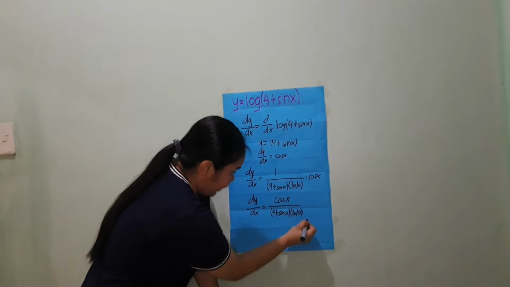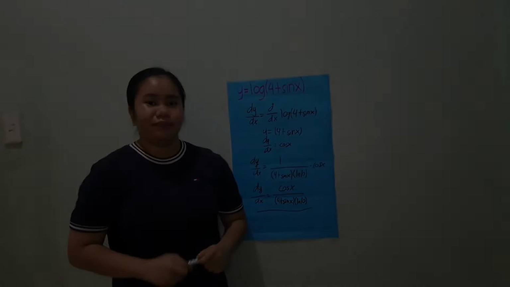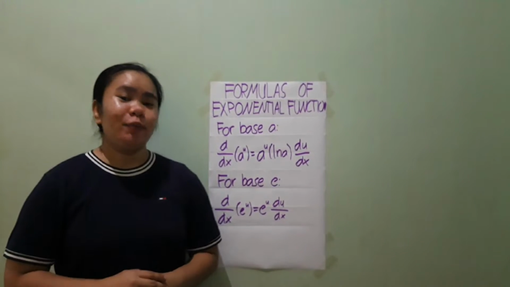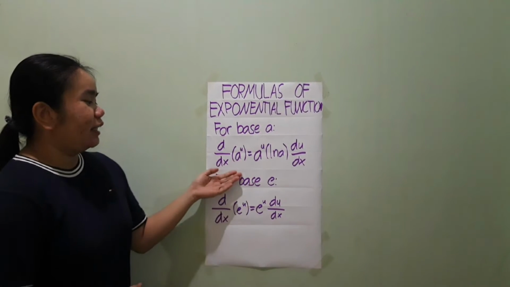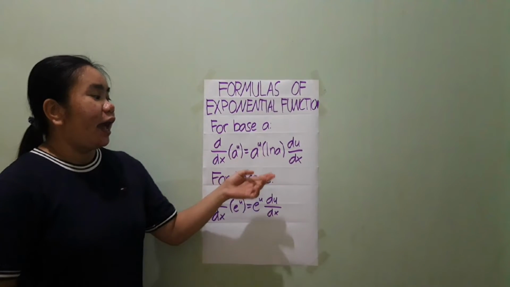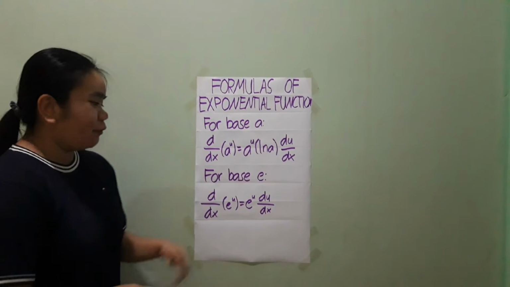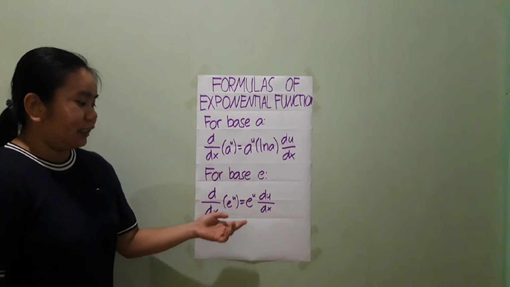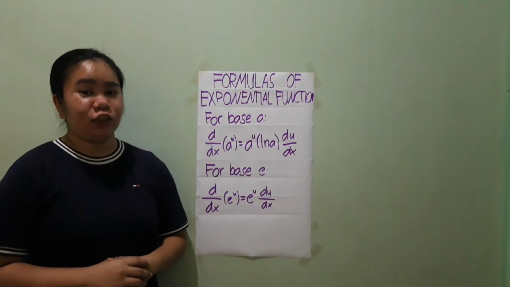So, ito ang ating magiging final answer para sa given na ito. In the derivative of exponential functions naman, meron tayong mga rules and formulas na need nating i-familiarize. For the base a, the derivative of a raised to the power of u is equal to a raised to the power of u times ln of a du dx, where u is the function of x. And for the base e naman, meron tayong the derivative of e raised to the power of u is equal to e raised to the power of u du dx, where u is the function of x.